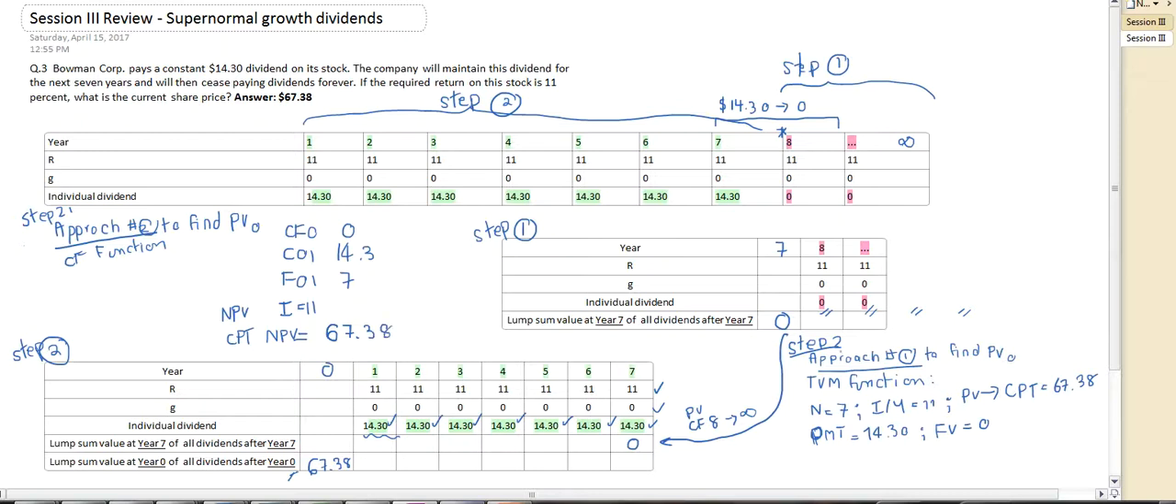All right. So I hope this video helped you understand how to work with the supernormal growth dividend. Again, the idea is just to break the timeline and the cash flow into different smaller sections and then work with them step by step.